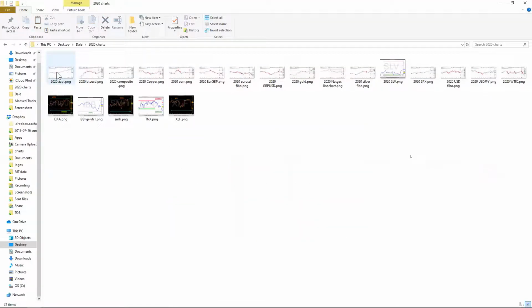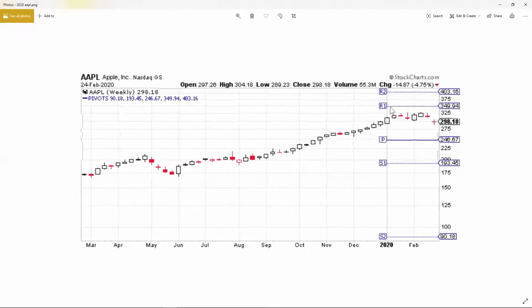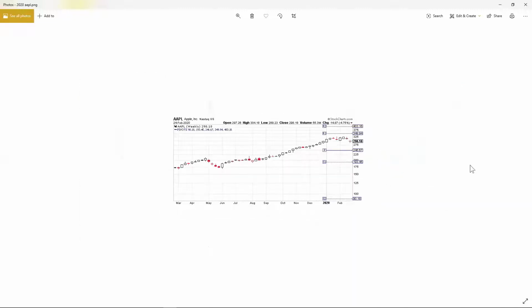So now let's look at some 2020 yearly pivots. What do we got coming up for this year? Apple. This year, we're looking for the yearly R1 pivot, and I'm just using stockcharts.com. I'm not using any special software. If you add pivot points to your chart and change your chart to a weekly time frame, the pivots become yearlies. So it's just real simple. Apple this year, looking for 350 and 246. Sometimes it'll go up to 350, and sometimes it'll pull back to 246.